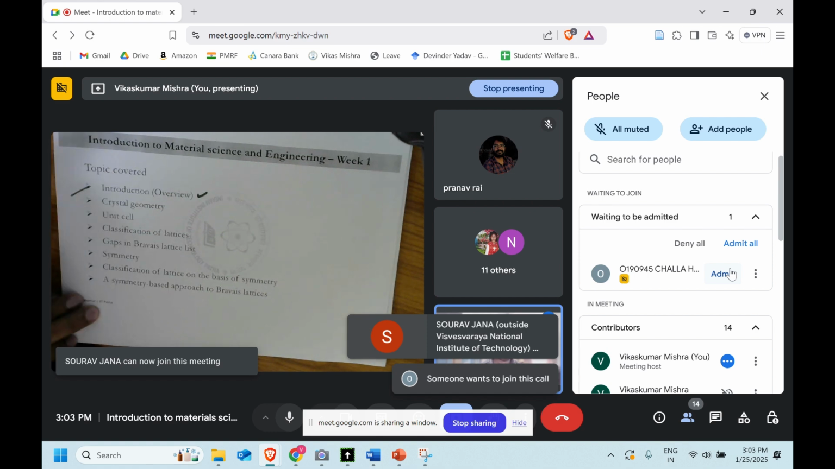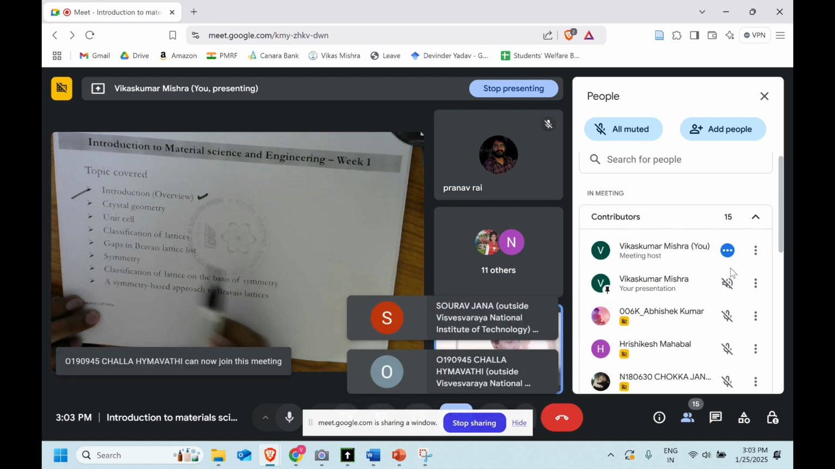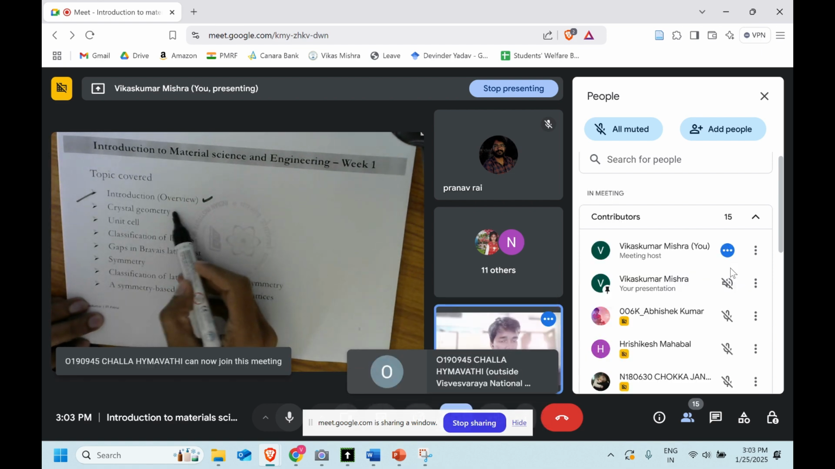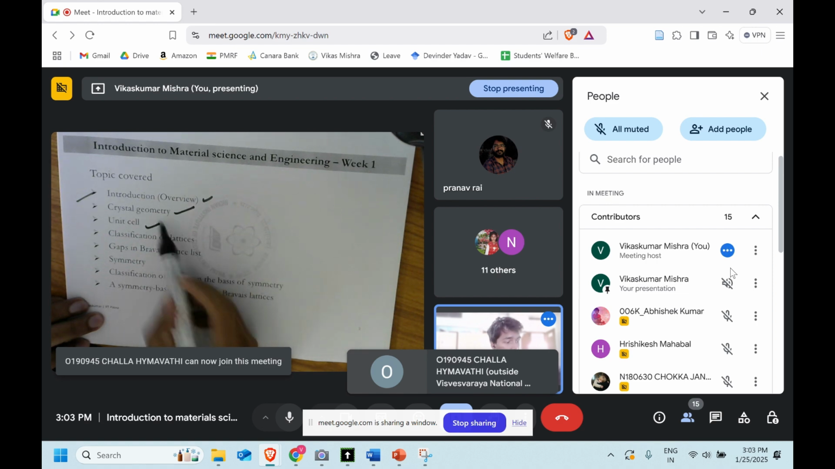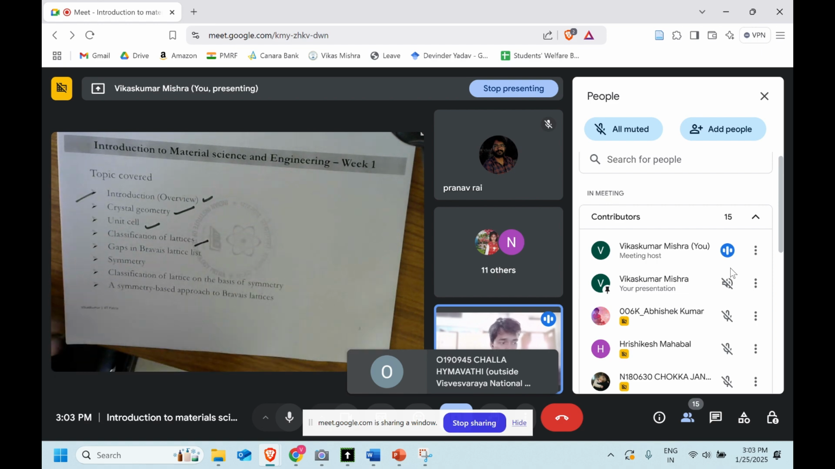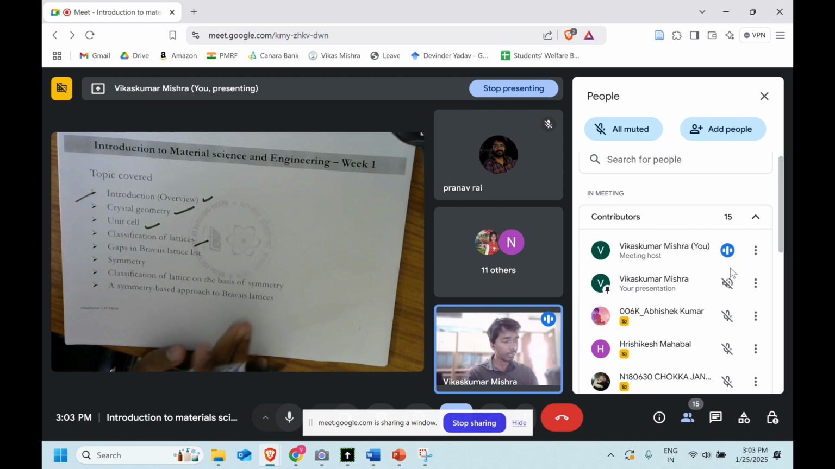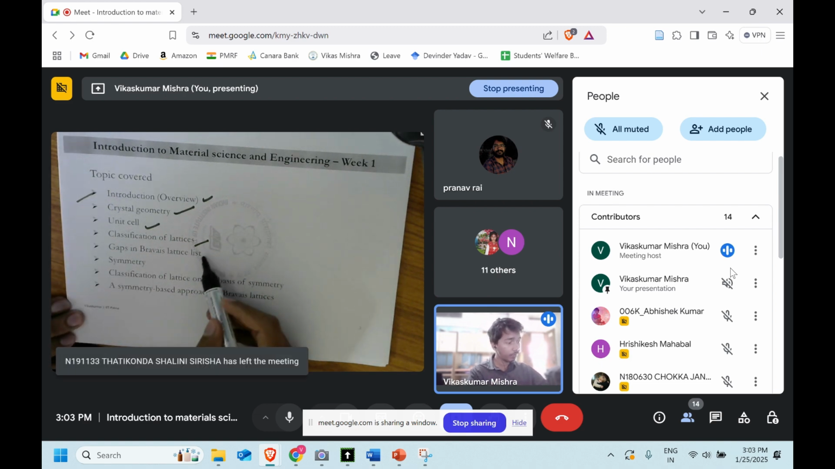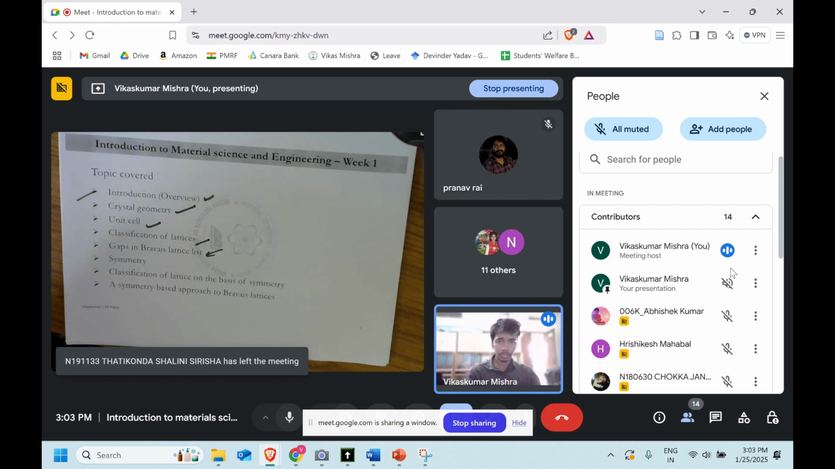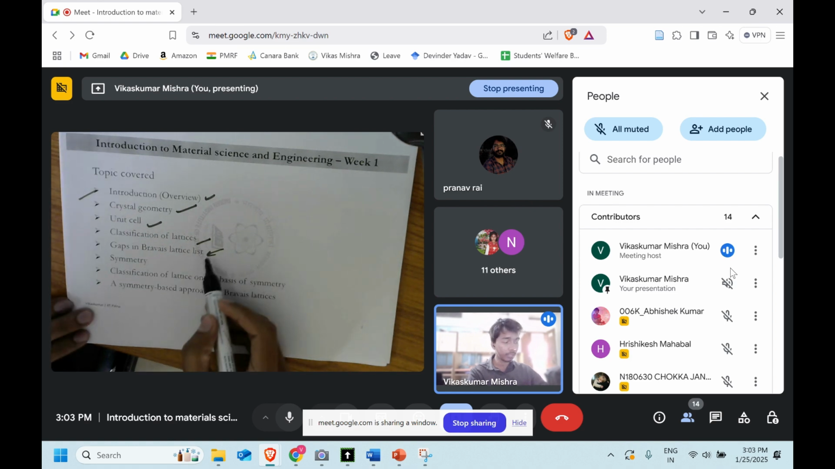Next, we studied crystal geometry, then the unit cell and the classification of the lattice. We classified how we get 7 crystal systems and 14 Bravais lattices. Then we found that there are some gaps in the Bravais lattices. For example, in cubic, the end-centered is not present. For tetragonal, the face-centered is not there and the end-centered is not there. What was the reason for that? Those gaps have been addressed.